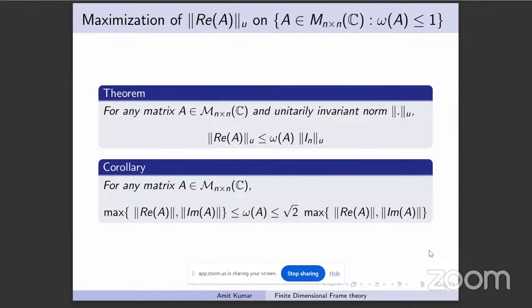And because this theorem can also be proved similarly for the imaginary part of a matrix, using both of them, we have obtained this corollary. We have also provided an upper bound for omega as well as a lower bound.